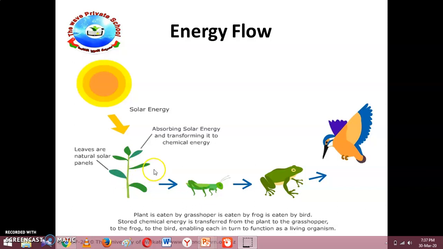Here, the chemical energy prepared by the plant is taken by the grasshopper and also by the frog, and finally by the bird also. Like this, the energy is flowing from one organism to another organism. The plant is eaten by the grasshopper, the grasshopper is eaten by the frog, and the frog is eaten by the bird. Stored chemical energy is transferred from plant to grasshopper, grasshopper to frog, and frog to bird, enabling each in turn to function as a living organism.